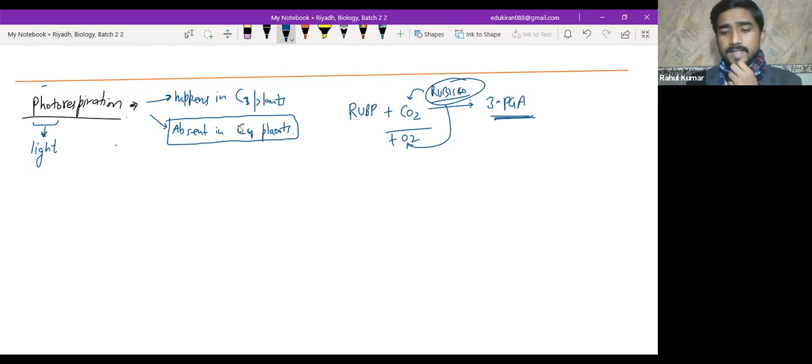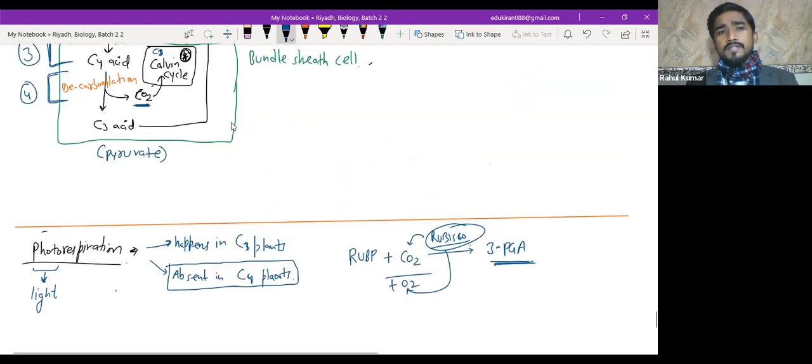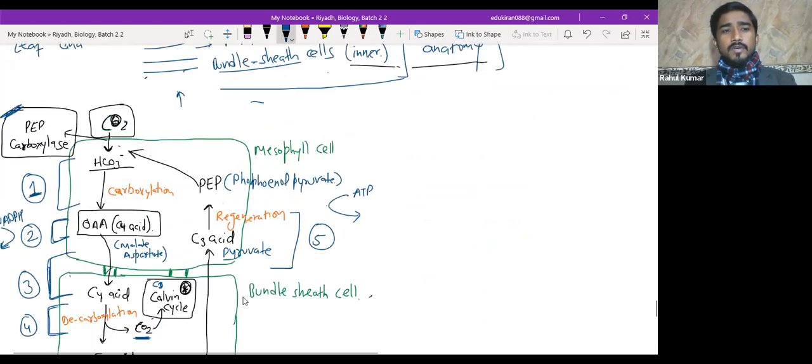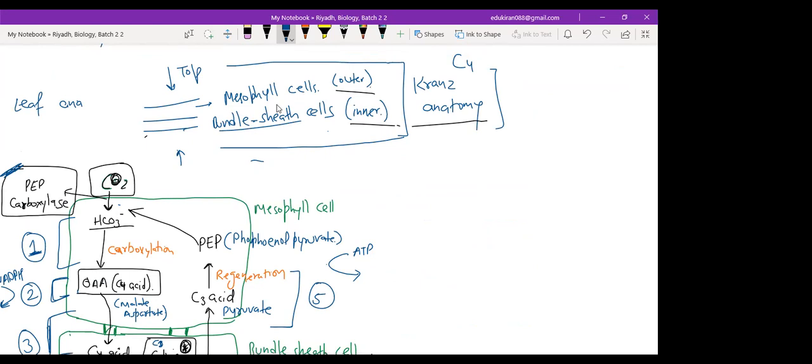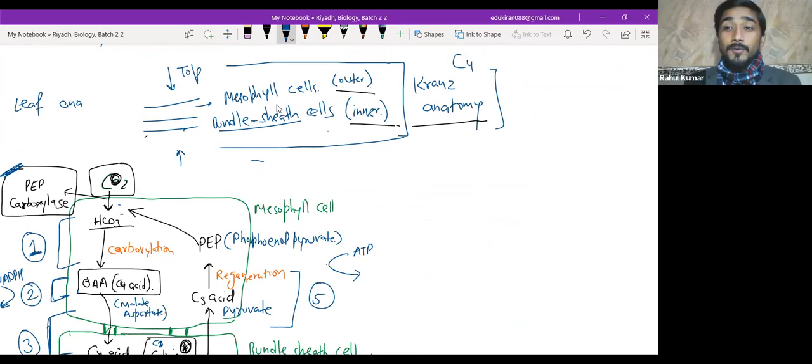In C4 plants, if there is lots and lots of sunlight, what is present on the outer side which will encounter all that sunlight? Mesophyll cells. Correct? Correct, everyone? Yes, sir. And do we have rubisco in mesophyll cells? No. We do not have rubisco in mesophyll cells.